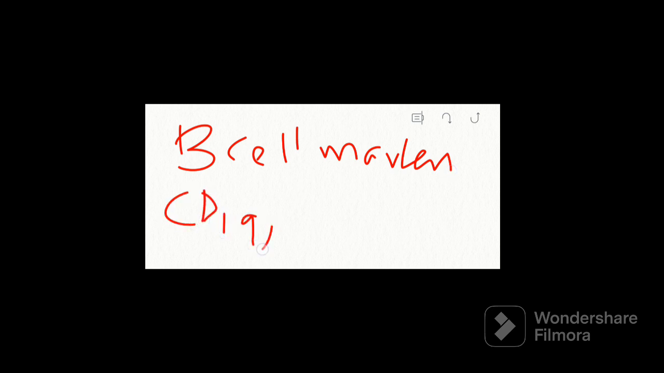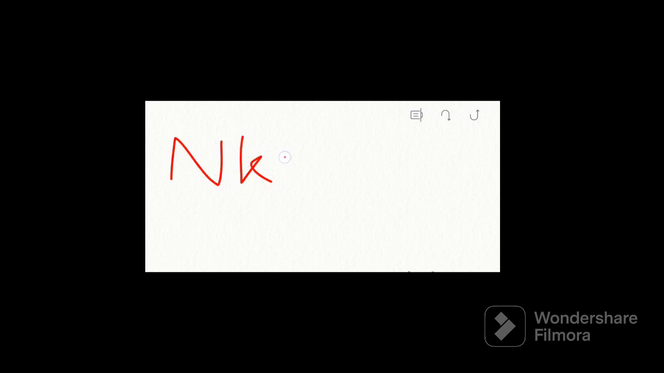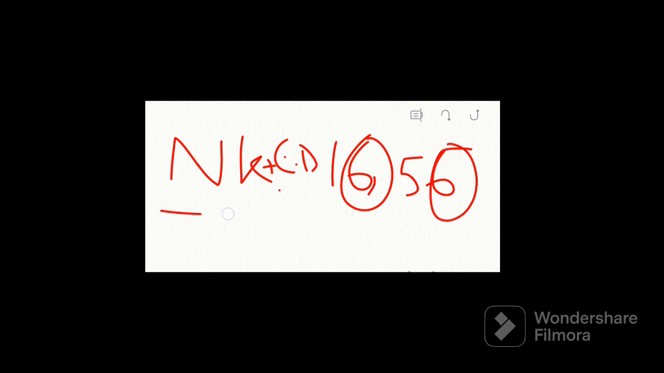Okay, when we talk about B cell markers, it is CD 19, 20, 21, 40. 19, 20, 21, 40 are B cell markers. Natural killers are CD 16 and CD 56. Both have a 6. Okay, natural killers are 16 and 56.